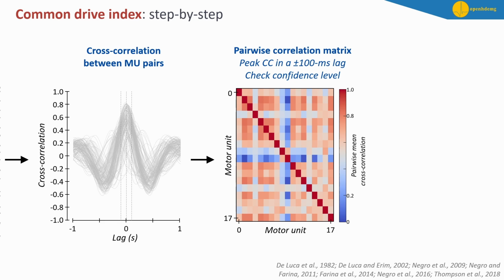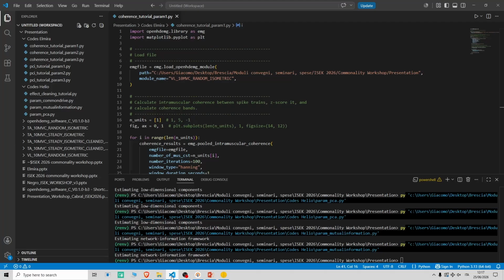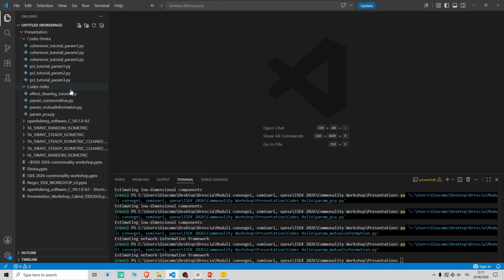At the end of the day, commonly it can be done or not. We also calculate a confidence level, and then we apply a threshold to only consider pairwise correlations higher than the confidence level. Okay? So just to check a bit how the parameters we chose, like the smoothing window and other ones, work, let's go to the code, and I will show you how we can very easily implement this common drive index in the openhdemg library. So let me just open here. Okay, perfect.